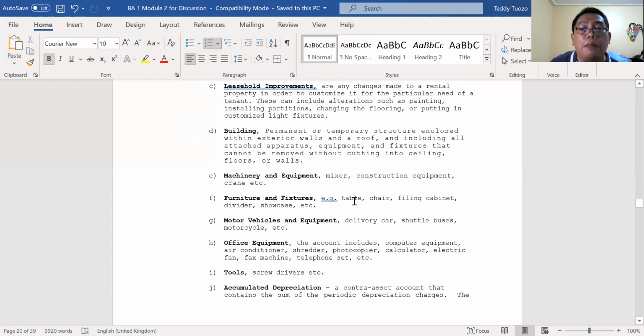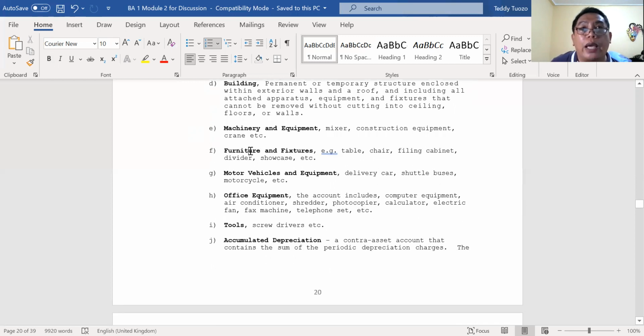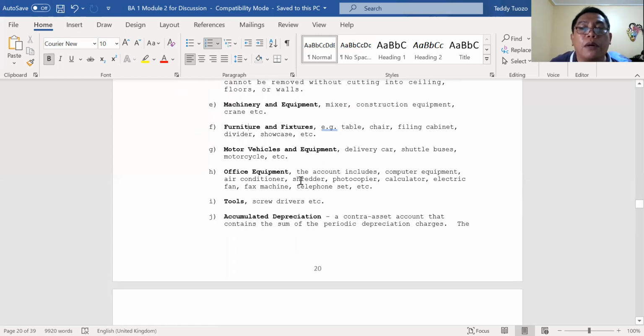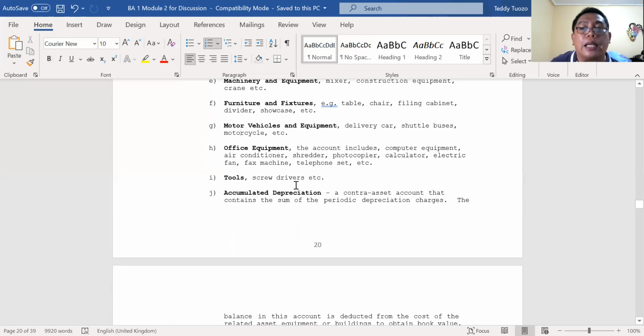Furniture and fixtures: tables, chairs, filing cabinet, divider, and showcase are examples of furniture and fixtures. Take note, only the fixtures are with S. Motor vehicles and equipment, you have the delivery car, shuttle buses, motorcycle, anything that is mobile, no? And then office equipment, the account includes computer equipment, the air conditioner, the shredder. Would you know what is a shredder?